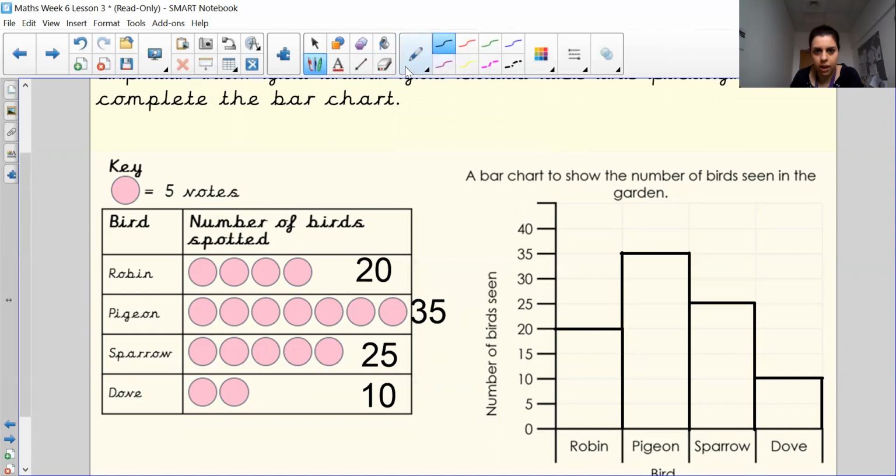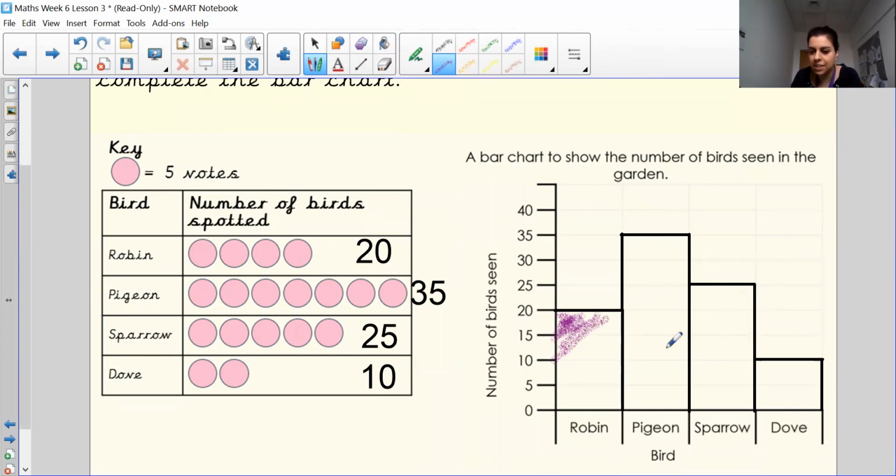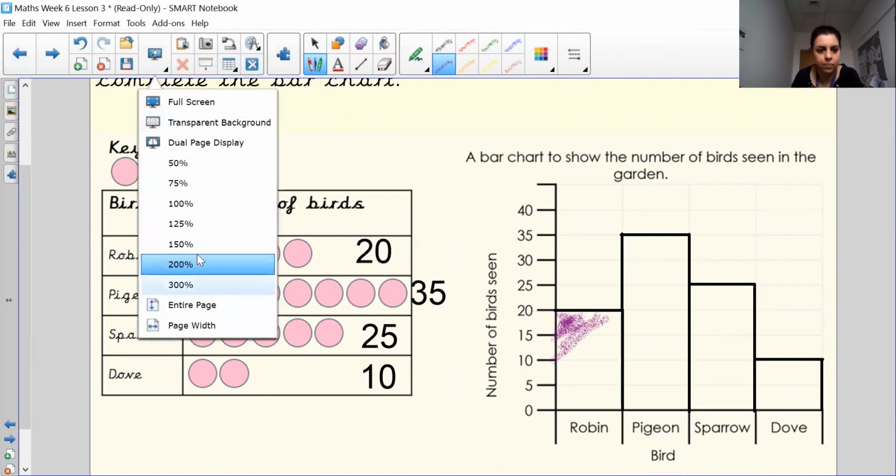What you can do is you can colour it in. I'm not going to waste too much of your time now, but you could then colour in your bars. So I might choose to do robin, I might colour it in, and you would do all the way down. And then you could do pigeon a different colour, sparrow a different colour, and dove a different colour. That's how we can work like that. Okay, so that is my bar chart that represents exactly the same information as my pictogram. Okay, I'm going to zoom out and then we're going to keep going.